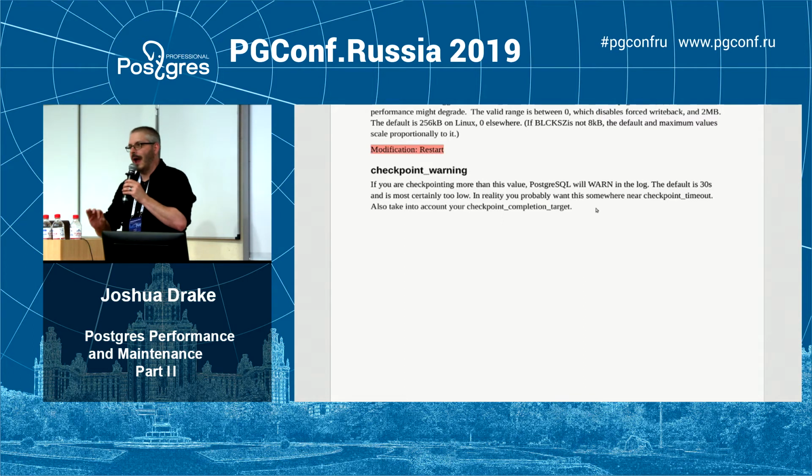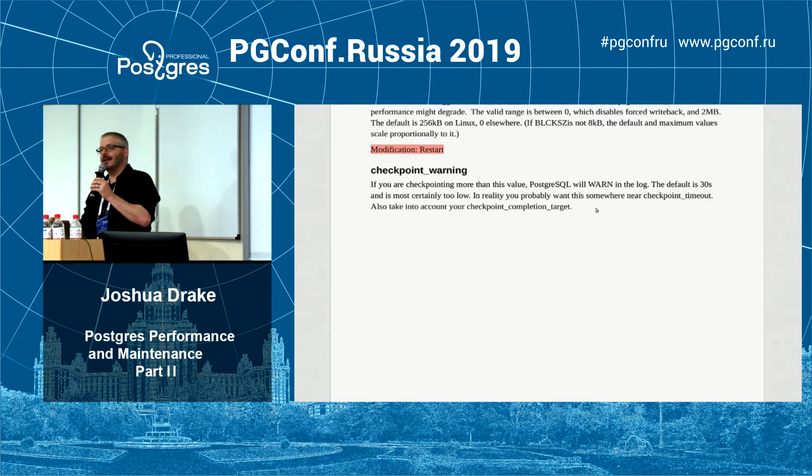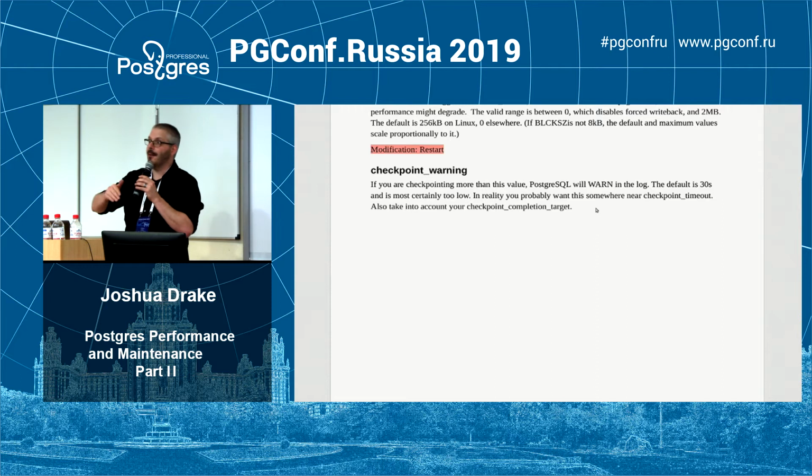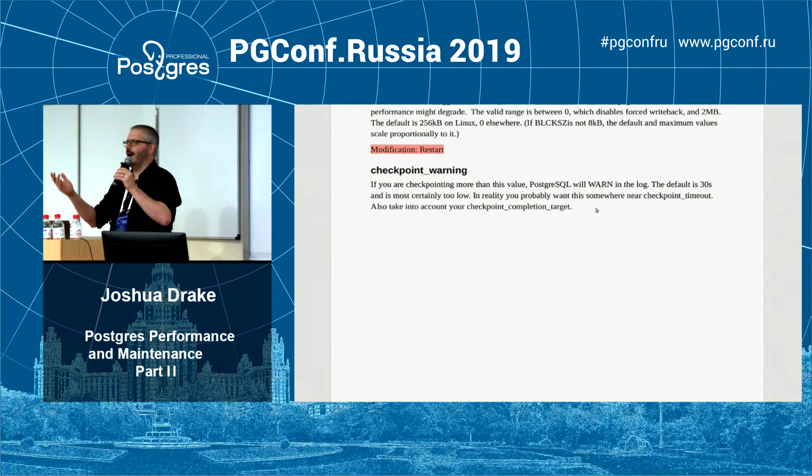So set this to at least the calculation of checkpoint timeout divided by checkpoint completion target. Because it's going to tell you, hey, your checkpoint timeout and checkpoint completion target are wrong, versus an arbitrary, oh, by the way, every 30 seconds you're checkpointing.